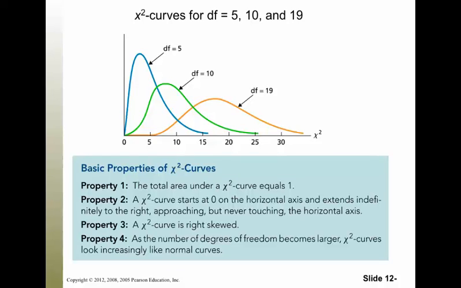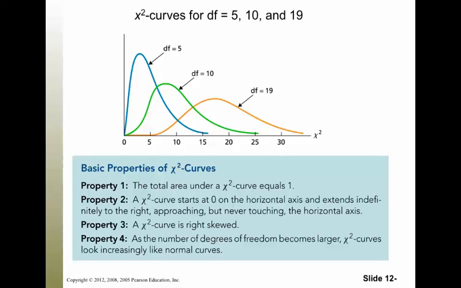There are actually many different chi-square curves, and it goes by degrees of freedom. Here are 3 different versions. 5 degrees of freedom is the blue one, 10 degrees of freedom is the green one, and 19 is the gold one. What do you notice with more degrees of freedom? Yeah, when you have more and more degrees of freedom, it's becoming normal.